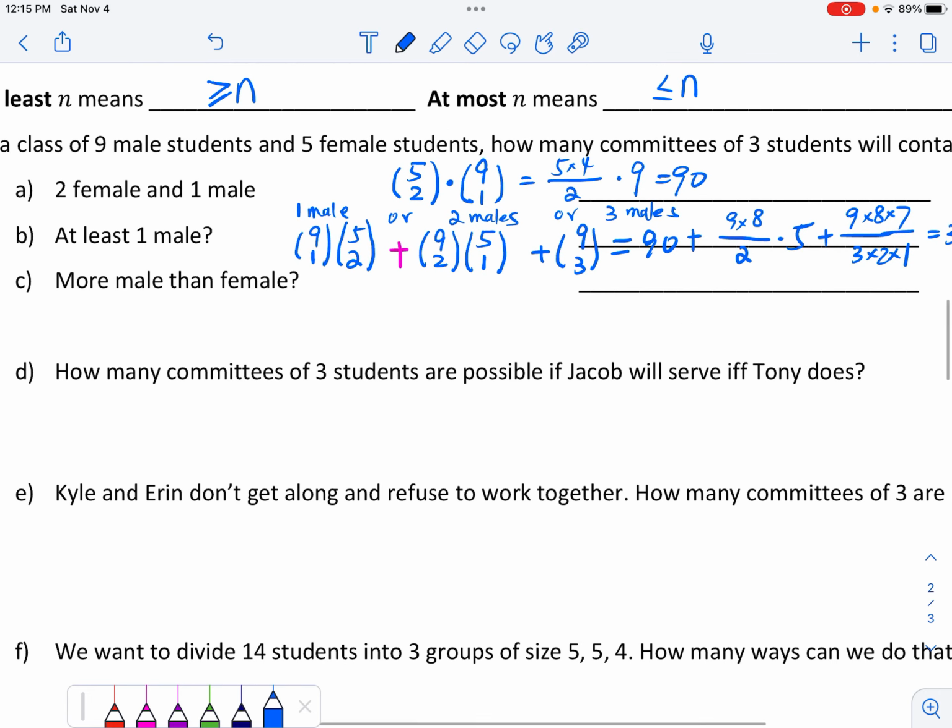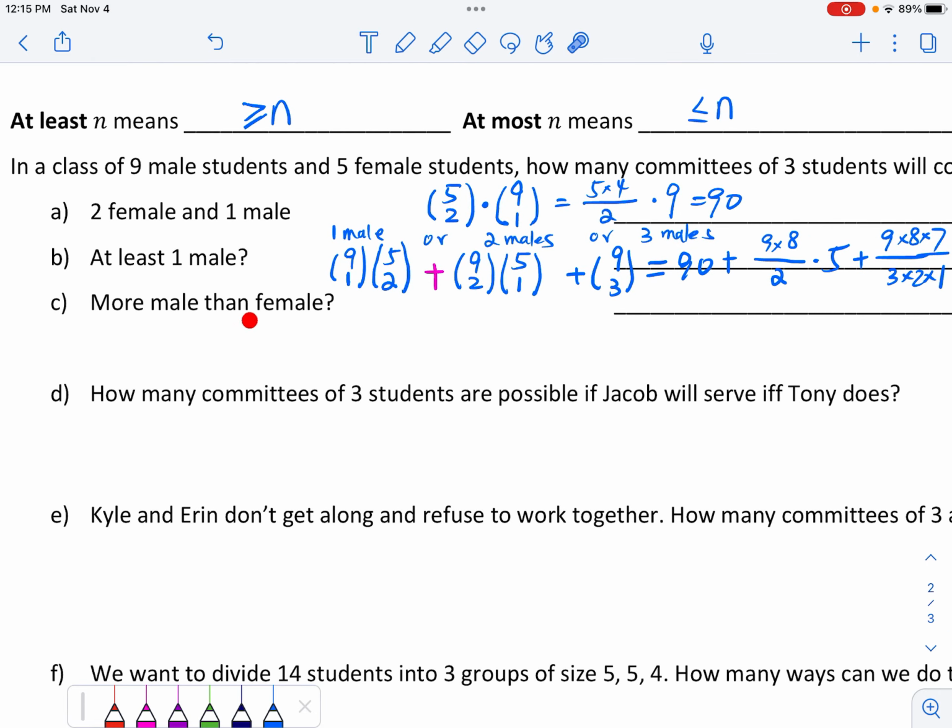Now, how about the next one, more male than female in this committee? That means either 2 males, 1 female, or 3 males, right? Those are two possibilities for more male than female. And 2 males means 9 choose 2, 1 female means times 5 choose 1, plus 9 choose 3. Okay, and we did the algebra above, so you can quickly finish this one.